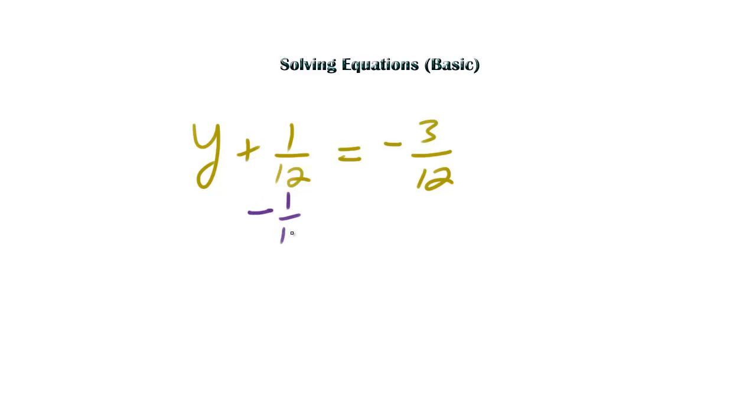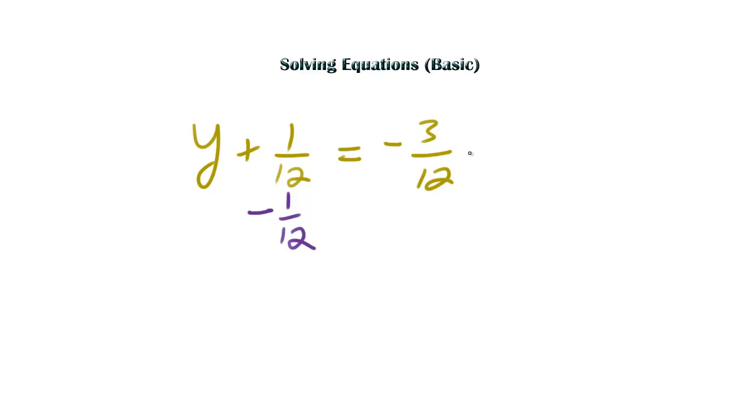Let's take a look at something like this, where we have y plus 1 over 12 is equal to negative 3 over 12, right? So here we have a fraction. It doesn't matter what it is, right? We still need to bring this 1/12 to this side, right? So that's what I'm going to do. Well, it's plus here, so you always take the sign to the left of it. So this is plus, so we're going to minus the 1/12 here, right?